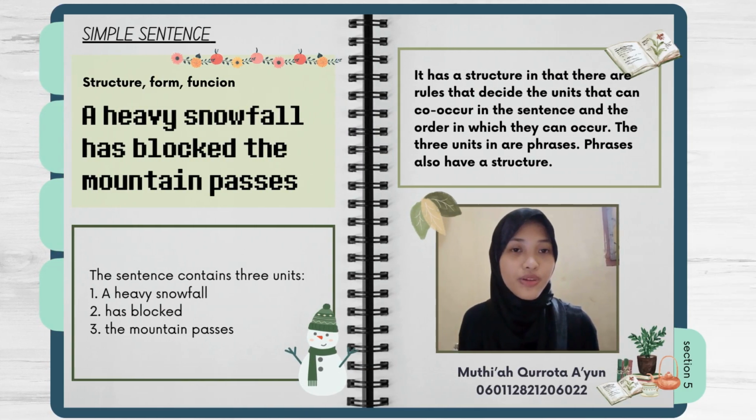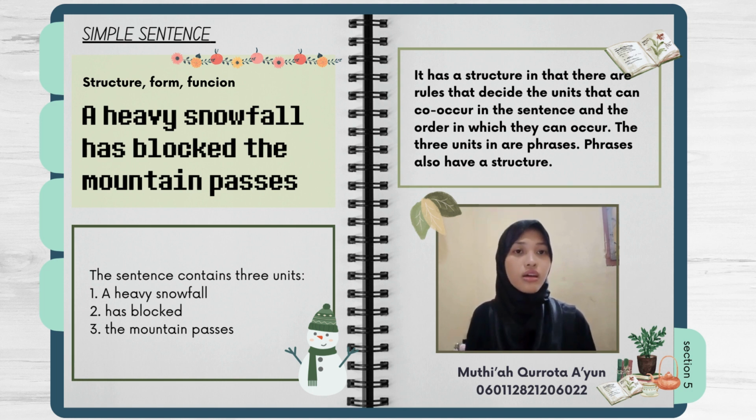For further explanation, consider the sentence: A heavy snowfall has blocked the mountain passes. There are various ways of analyzing this. One of the ways is to say that the sentence contains 3 units. The first one is a heavy snowfall, the second is has blocked, and the third is the mountain passes. And we cannot simply arrange the units in any way that we like.